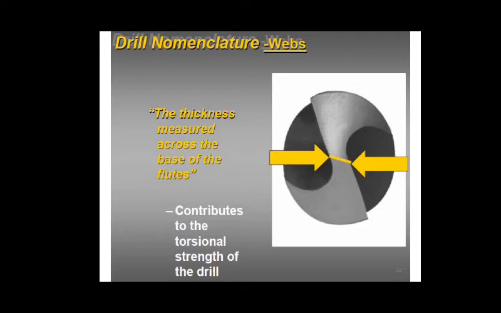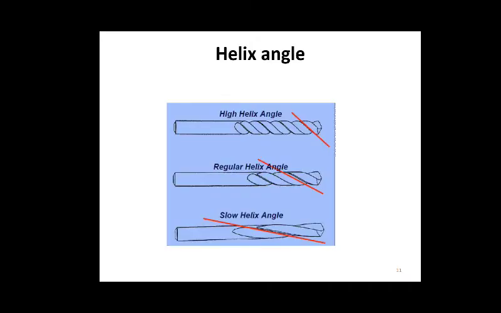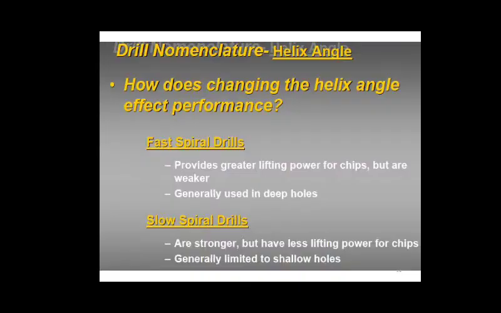Now next, helix angle. An angle formed between a line drawn parallel to the axis of the drill and the edge of the land is called the helix angle. So you can see the helix angle: high, regular and slow helix angle. Here you can see how changing the helix angle affects the performance. Fast spiral drills provide greater lifting power for chips but are weaker and generally used in deep holes, and slow spiral drills are stronger but have less lifting power for chips and are generally limited to shallow holes.